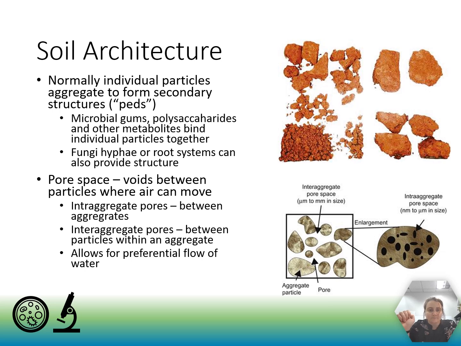But then not only do we have the aggregates, we have the spaces in between the aggregates, and we call this pore space. It's the voids where the air can move between particles or where water can move between particles. We have intra-aggregate pores, which are between aggregates, and inter-aggregate pores, which are between particles within an aggregate. And what those different pore sizes are going to do is allow for preferential flow of water. All microorganisms are going to need water to survive because we live on Earth. So having enough moisture is going to be critical, and the soil structure normally allows for that moisture to flow.